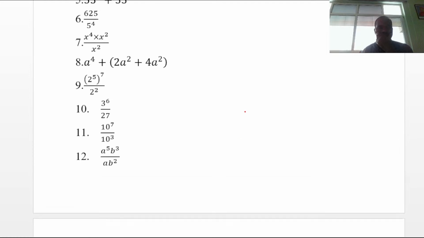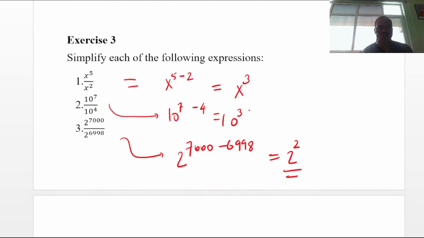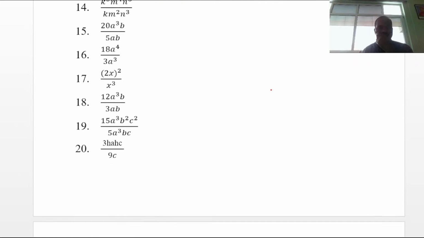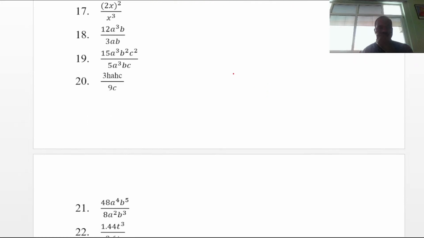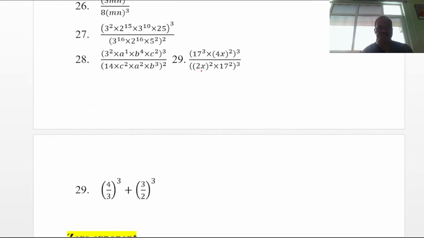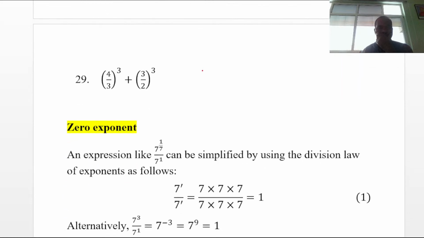You can go to further simplifications. We have so many examples here in your handout. As I said, I'm going to upload this in the cloud, so that you can see these questions. And now I'm going to jump to the last rule. We have discussed the product rule. We have also discussed the division rule, and now we are coming to zero exponents.